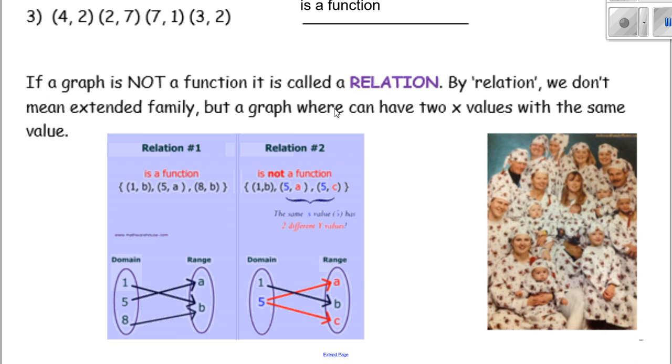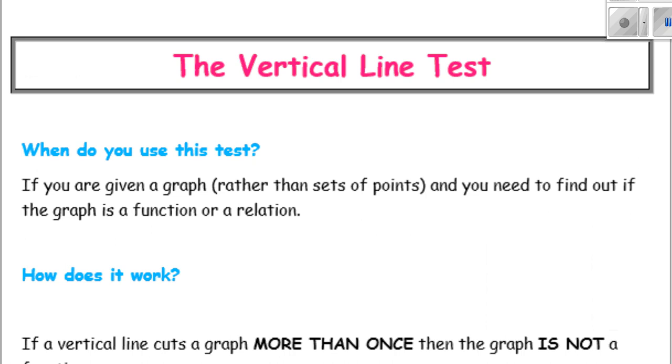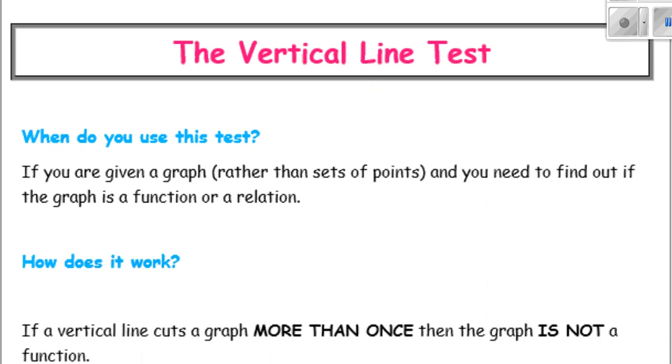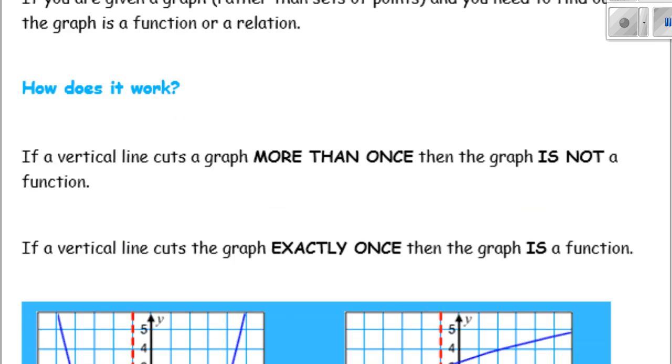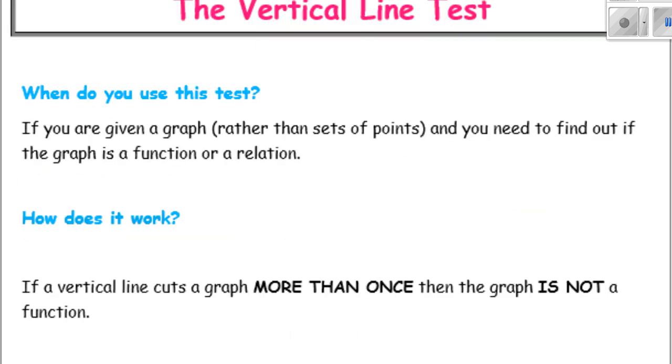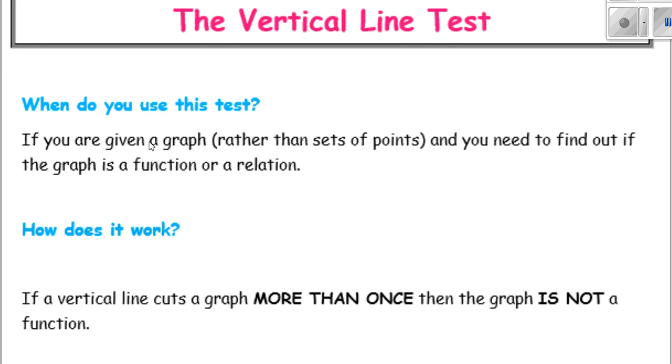Okay, so the vertical line test is another way to test whether something's a function or not. It's a quicker way. So if it's been graphed for you, we can use a vertical line test to decide if it's a function. So when do you use this vertical line test? If you're given a graph rather than a set of points like on the previous page, and you need to find out if the graph is a function or is it just a relation. Is it a relation and a function, or is it just a relation? How does it work? This is important.